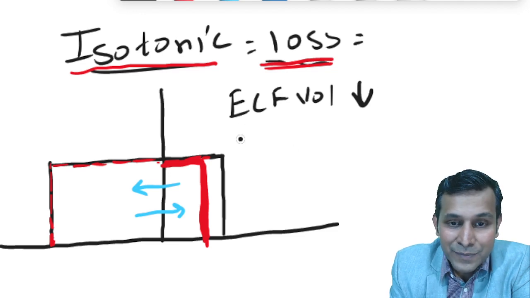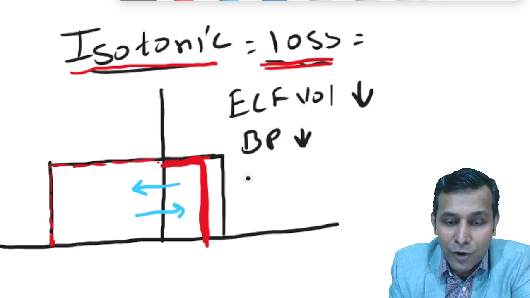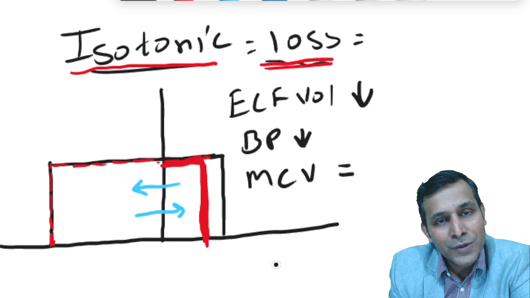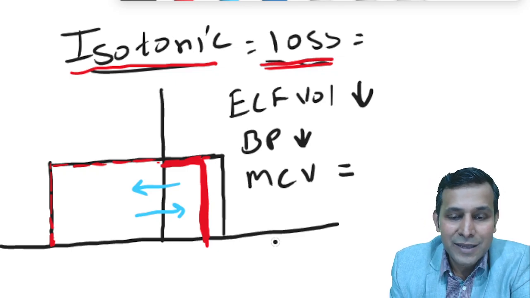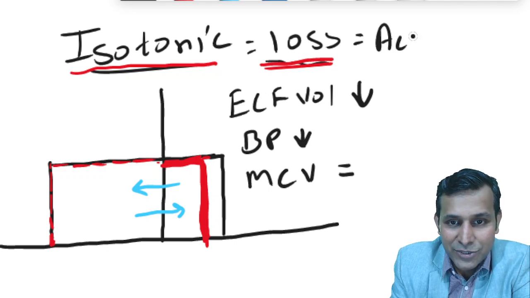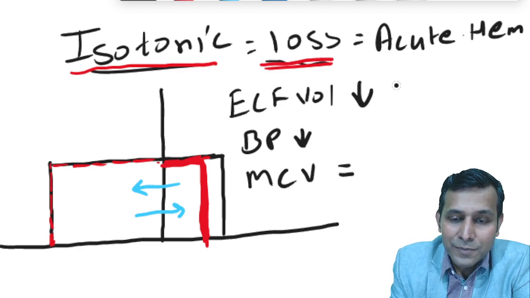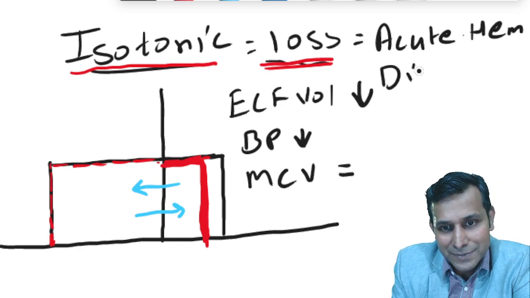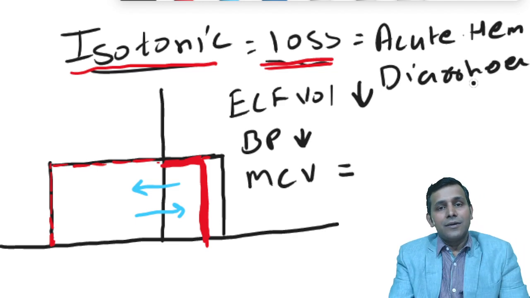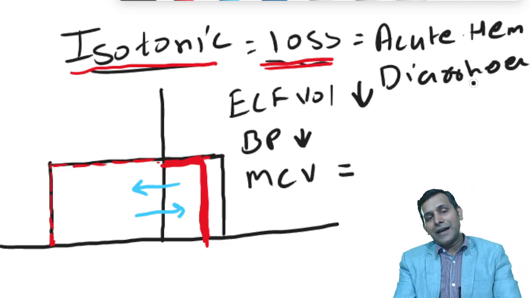Fine. Then the blood pressure is decreased. Mean cell volume, no change. The RBC volume remains the same. A very common example is an acute hemorrhage, or you can write down diarrhea. One of these examples is good enough to identify this loss of isotonic fluid.